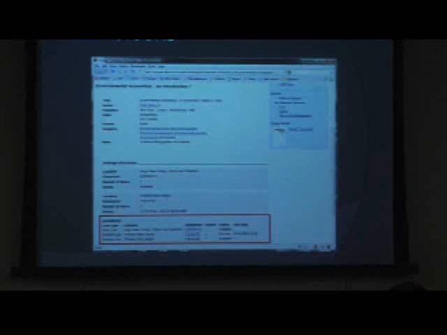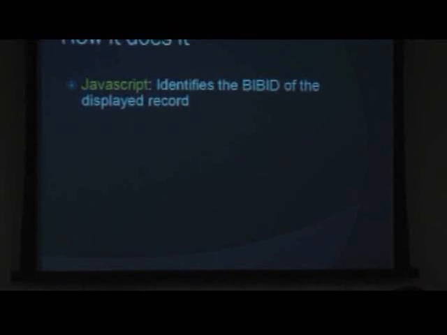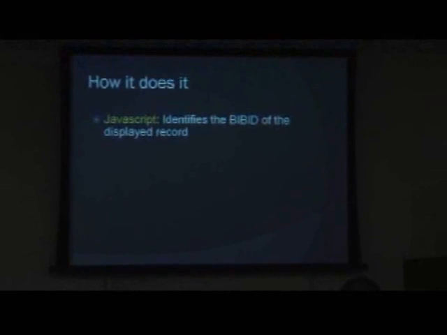The way it works is, as with Ajax, it's a combination of JavaScript and a Perl script. When an item record is displayed, some JavaScript kicks off, identifies the bib ID of the displayed record. It then calls a Perl script, which is passed the bib ID. The Perl script then queries the database directly.